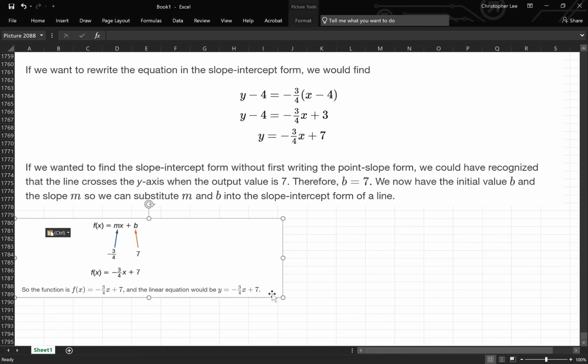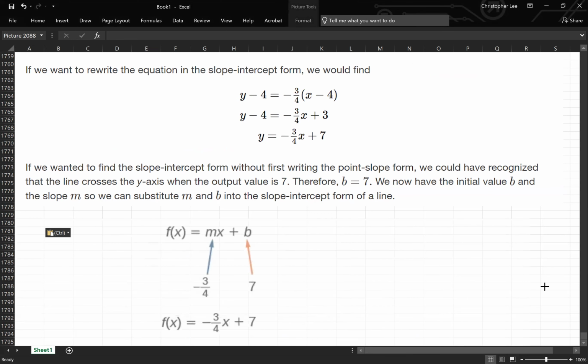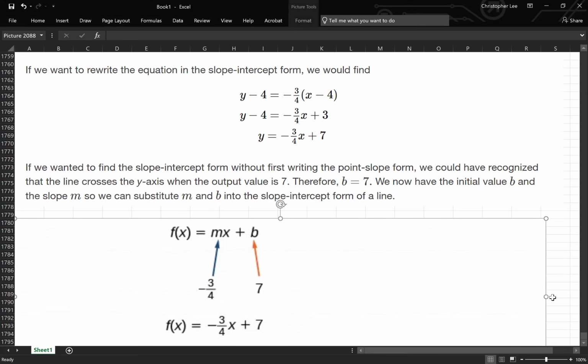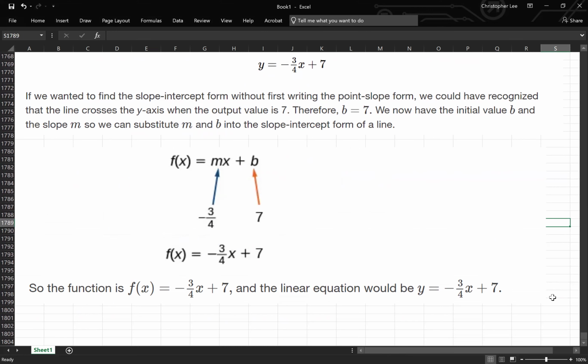All right, so we have f of x is equal to mx plus b, where m, our slope, was negative 3 over 4, and b, our y-intercept, was 7. Put it together, f of x is equal to negative 3 over 4x plus 7. So the function is f of x equals negative 3 over 4x plus 7, and the linear equation would be y equals negative 3 over 4x plus 7.